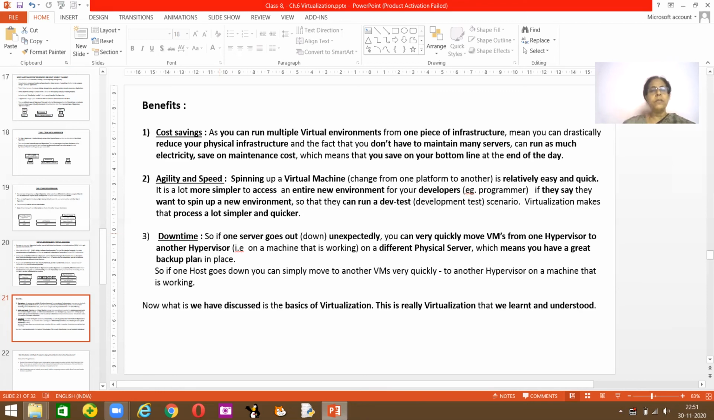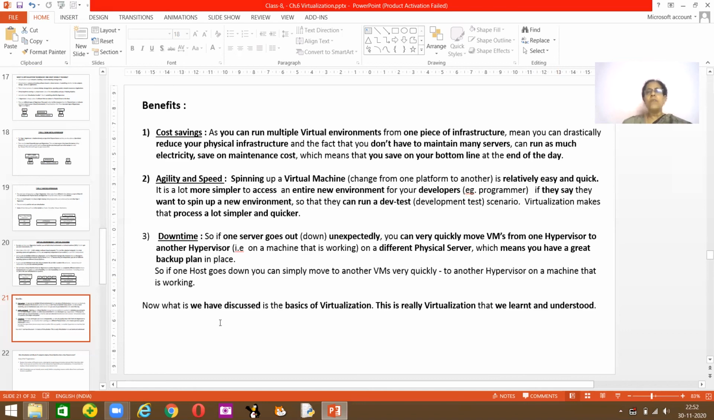What is downtime? Downtime means if any server unexpectedly goes down, you can immediately move to another virtual machine, from one hypervisor to another hypervisor. I told you just now. And that is a machine that is working properly. So this shows that it has a great backup plan. So if one host goes down, you can just simply move to another virtual machine very quickly, or to another hypervisor on a machine that is working.